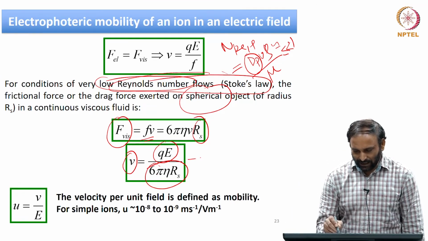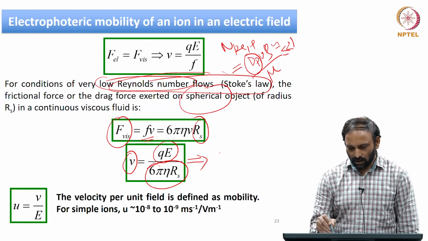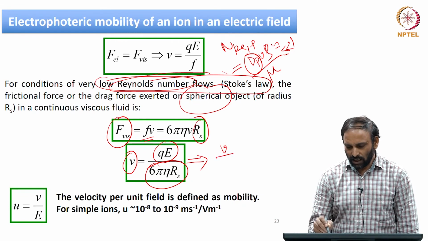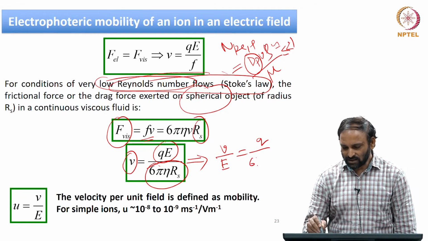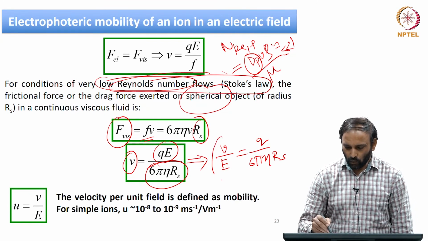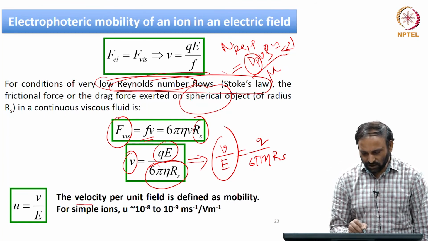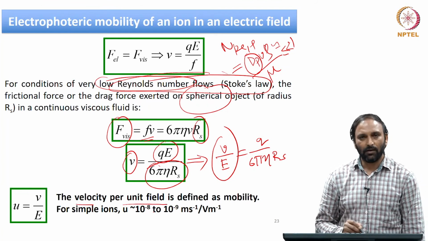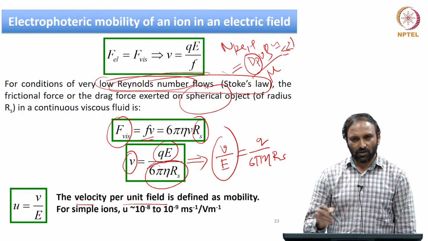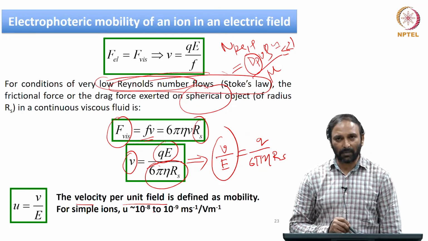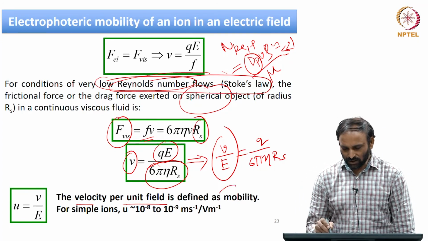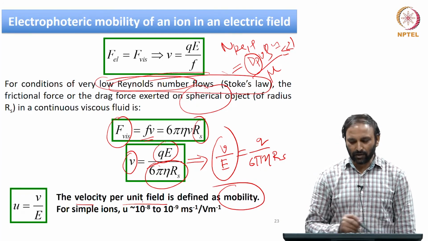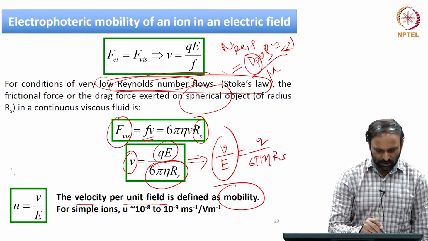Okay. So, now I can rearrange this expression and I can write v divided by E is equal to q divided by 6 pi eta times r_s, and this quantity v by E, that is the velocity per unit field with which the ions are migrating, is what is called the electrophoretic mobility.